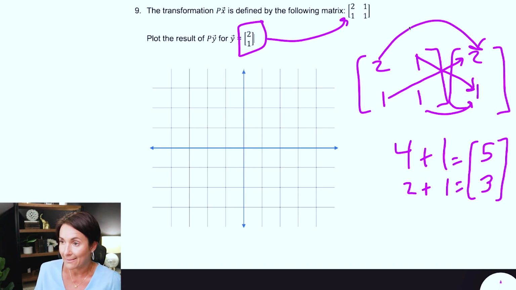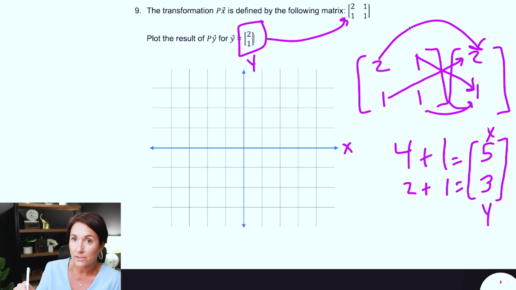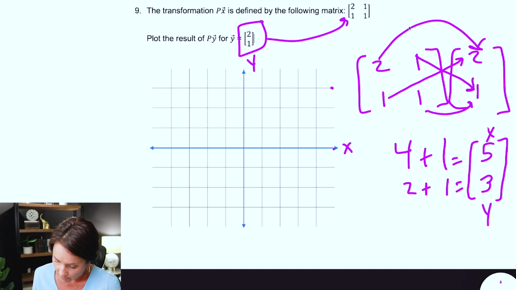Now the way we plot this on the plane, remember this is going to be our y and this is going to be our x. The top number is x and the bottom number is y. So if I were going to plot this on this coordinate plane, I would go over 5, 1, 2, 3, 4, 5, and I would go up 3, 1, 2, 3.